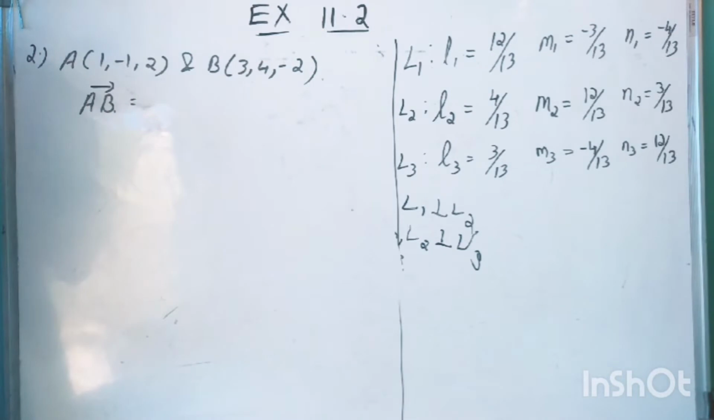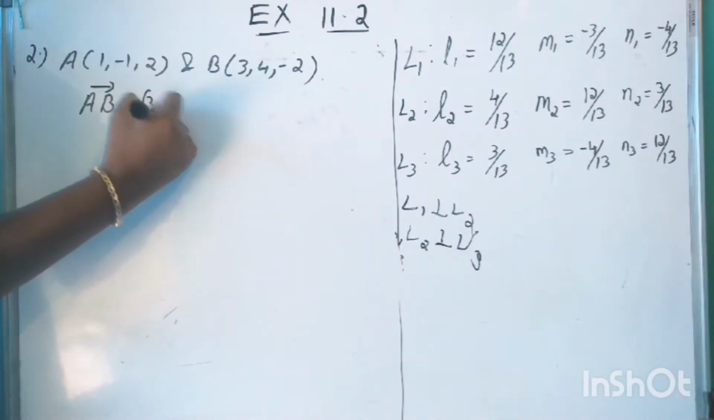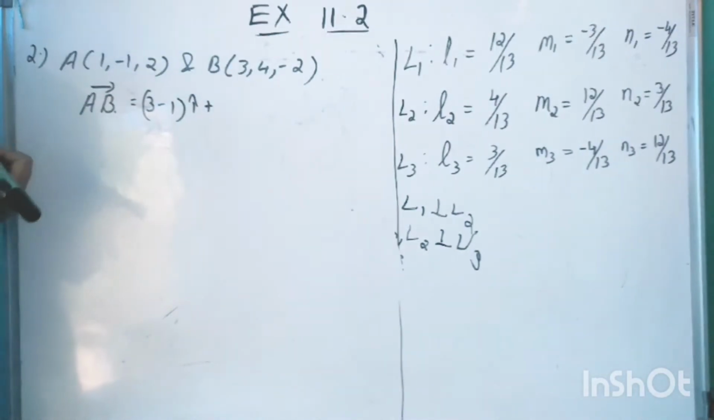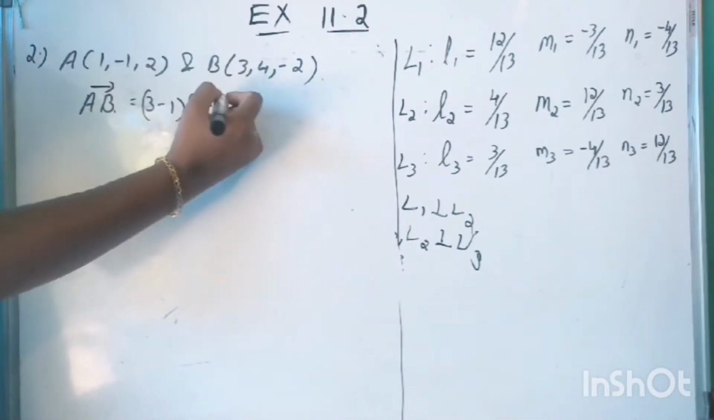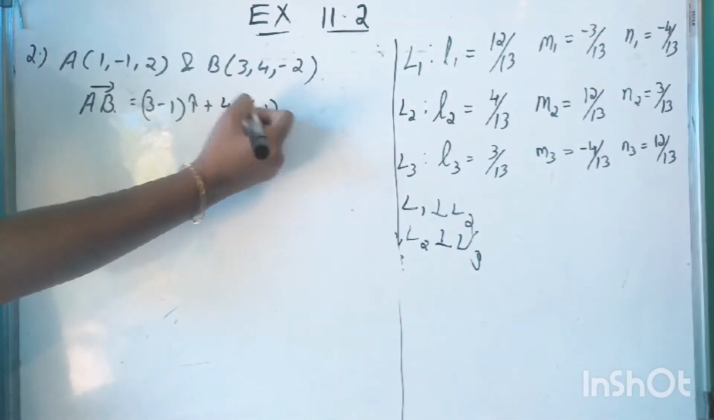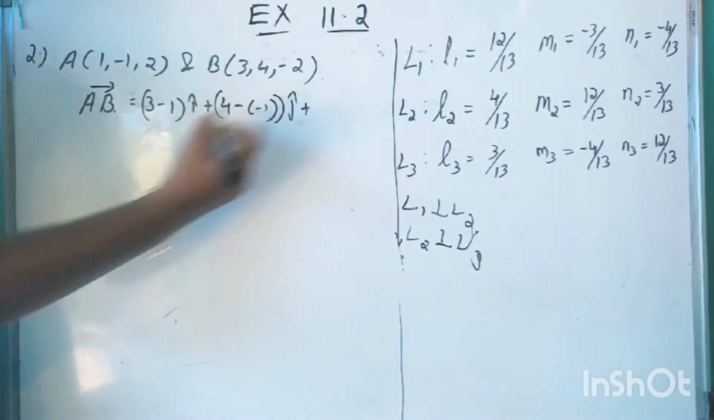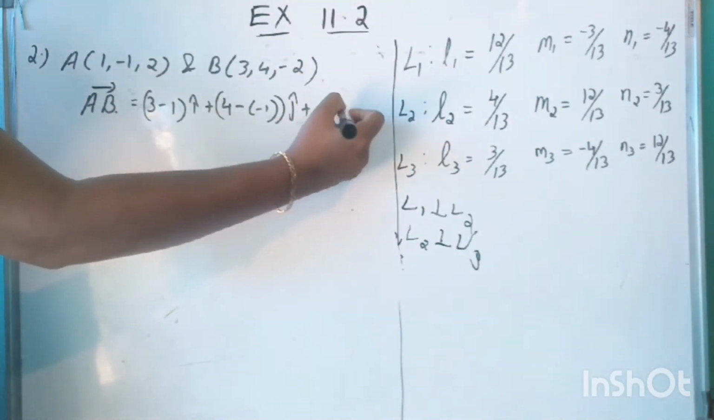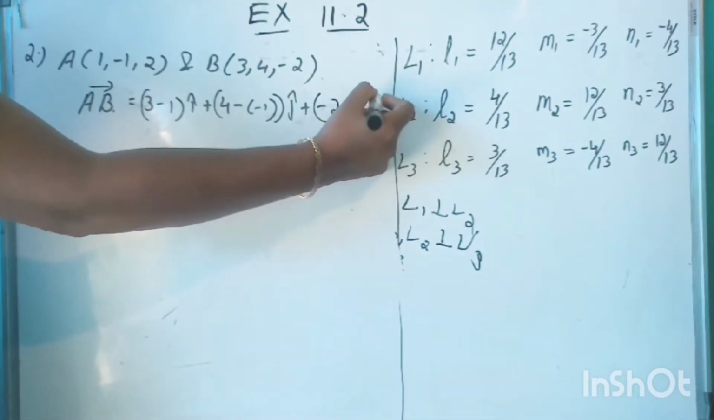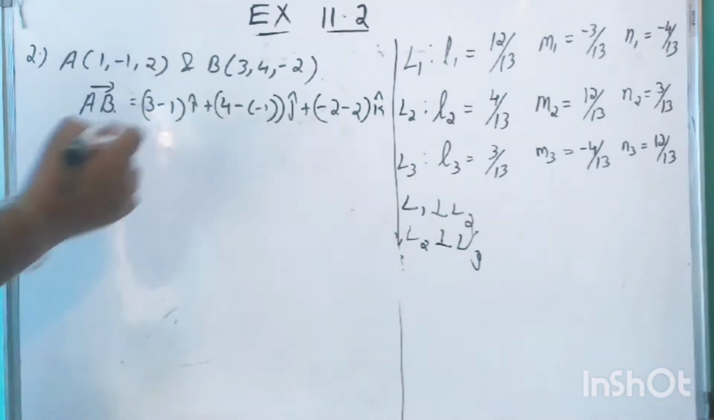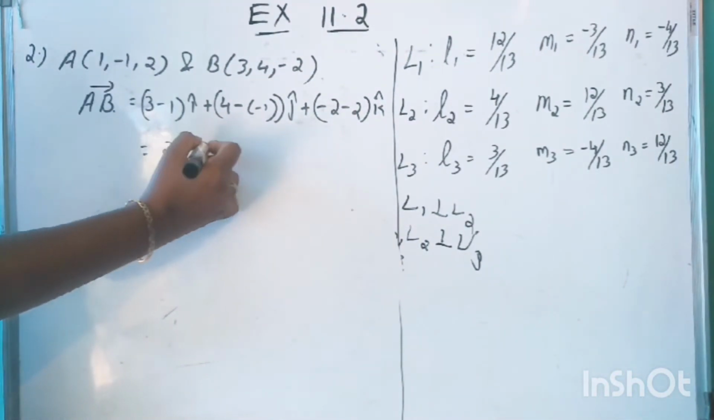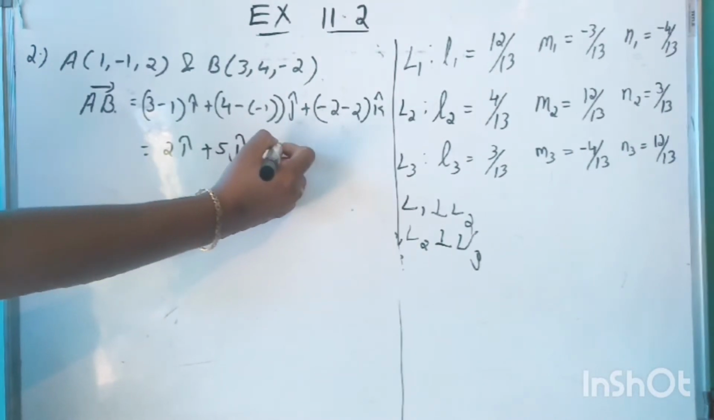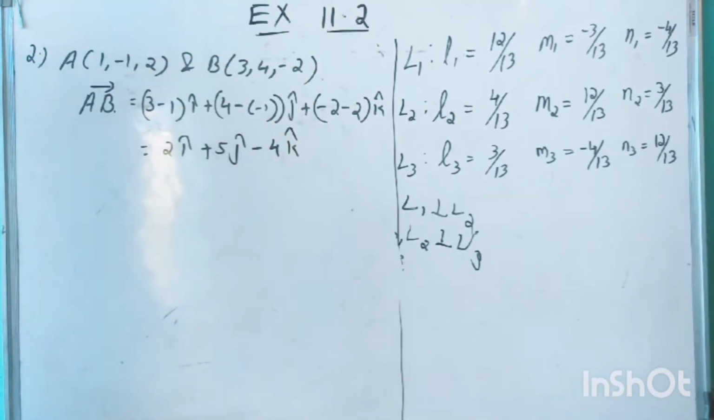That is the x coordinate of B minus the x coordinate of A, 3 minus 1, i, plus the y coordinate difference, 4 minus (-1), j cap, plus the z coordinate of B minus the z coordinate of A, -2 minus 2, k cap. And this we will get as 2i cap plus 5j cap minus 4k cap.